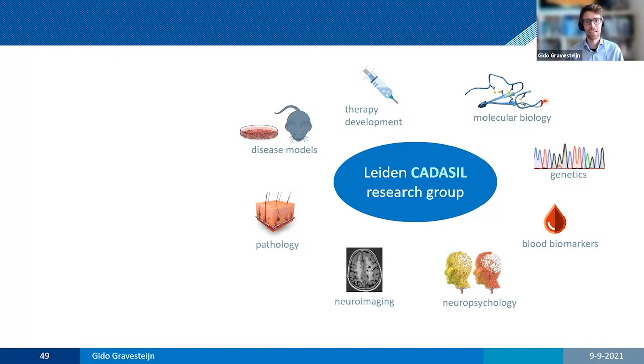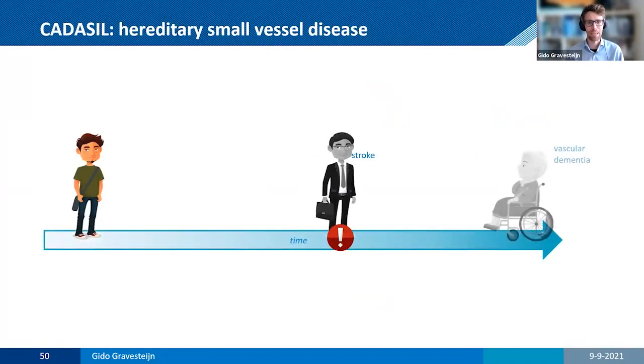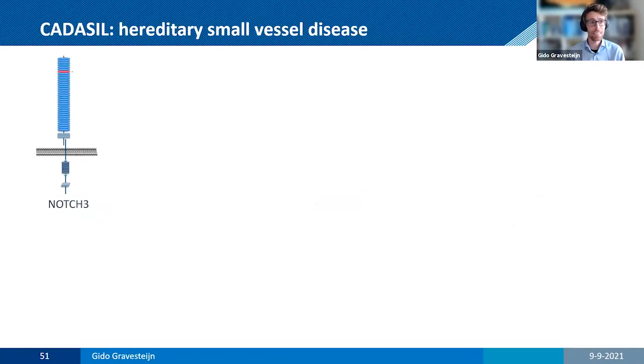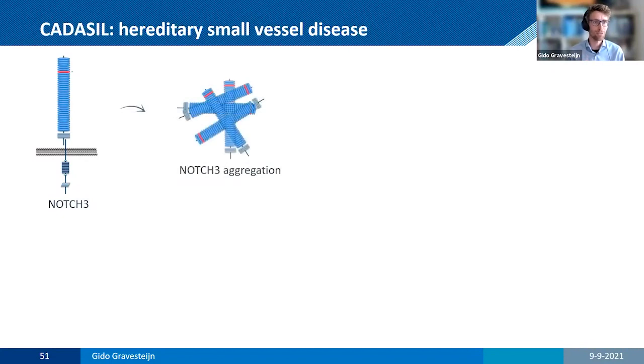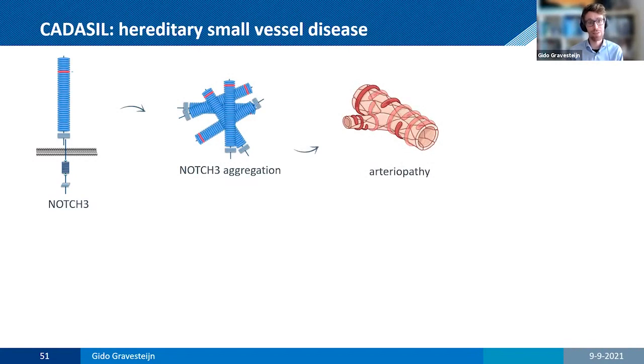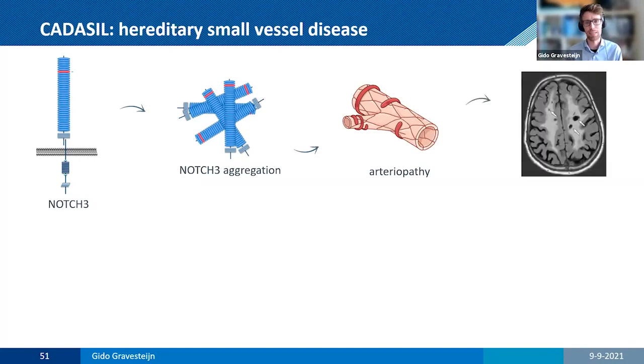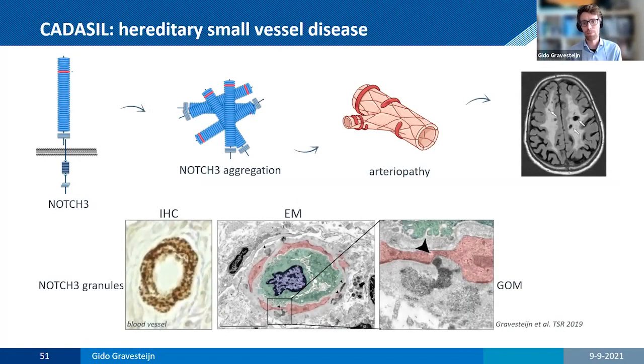Just a quick recap: CADASIL is a hereditary small vessel disease where typically patients develop mid-adult age stroke, which often becomes recurrent, and it ultimately leads to vascular dementia. CADASIL is always caused by a mutation in the extracellular domain of the NOTCH3 gene, and this results in NOTCH3 aggregation. Because NOTCH3 is mainly expressed in the vascular smooth muscle cells in the vessel walls, this leads to an arteriopathy, either directly or indirectly. And this leads to dysregulation of blood flow to the brain, white matter hyperintensities, and ultimately also lacunes.